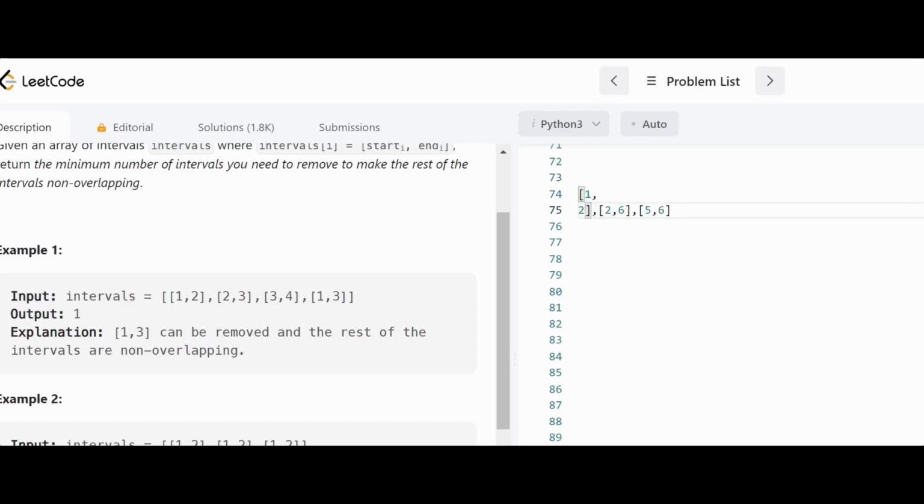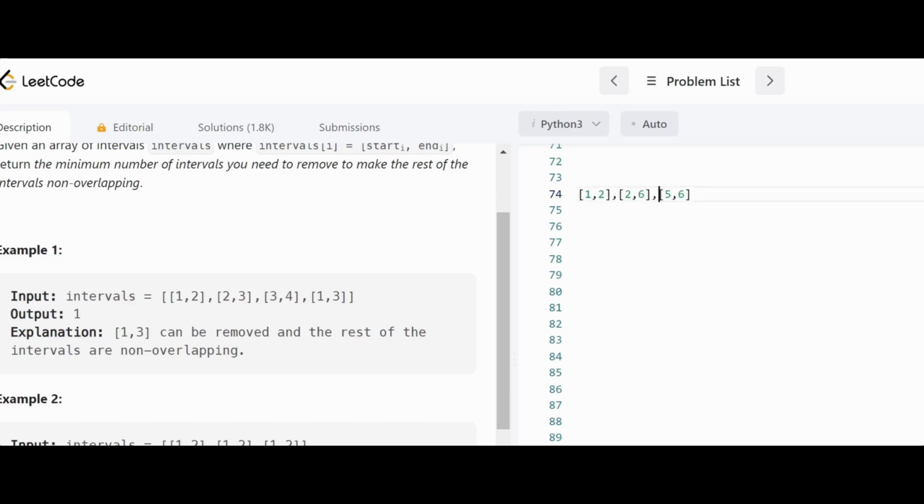Right? Now 2 is the end time of one interval, and this 2 is the starting time of one interval, right? Since they are not overlapping, because two different intervals can have the same end time and start time, they're not overlapping in this case, right? So again, it's fine. So these two are non-overlapping intervals, and right now we just removed one interval to make it non-overlapping. Now over here in 5 and 6, right?